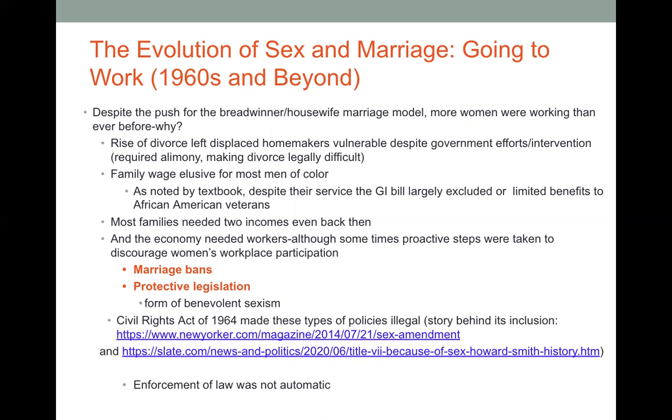And then for other types of jobs, instead of marriage bans, they would pass laws that we would call protective legislation. And so protective legislation is a form of benevolent sexism. They were supposedly laws put into place to protect women from dangerous jobs, from doing night work, from working long hours.